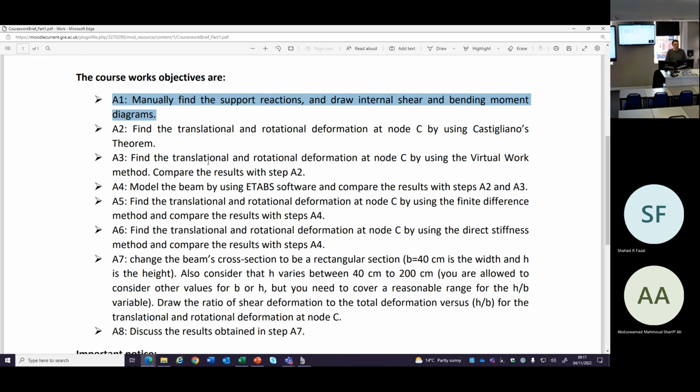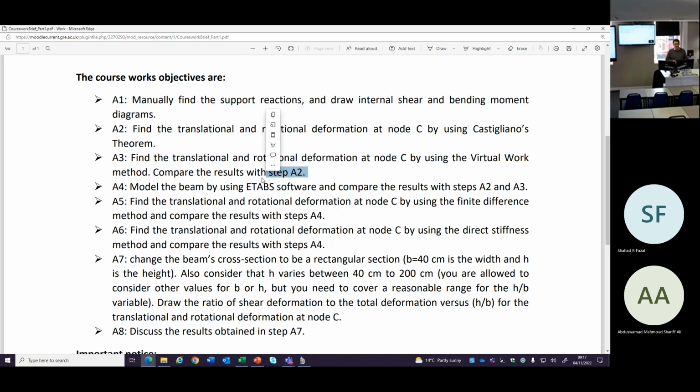A3, find the same things, translational and rotational deformation at node C by using the virtual work method. Virtual work method is some method similar to Castigliano. Today we are going to teach that. That's another method of energy, like Castigliano. And compare the results with step A2.